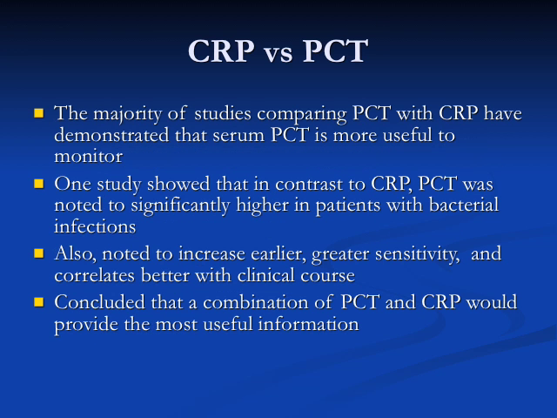So what about CRP versus procalcitonin, which the previous study for the most part demonstrated? The majority of studies comparing procalcitonin with CRP have demonstrated that serum procalcitonin is more useful to monitor. One study showed that in contrast to CRP, procalcitonin was noted to be significantly higher in patients with bacterial infections. It was also noted to increase earlier, have a greater sensitivity, and correlate better with the clinical course. The authors of those papers concluded that the combination of procalcitonin and CRP would provide the most useful information.